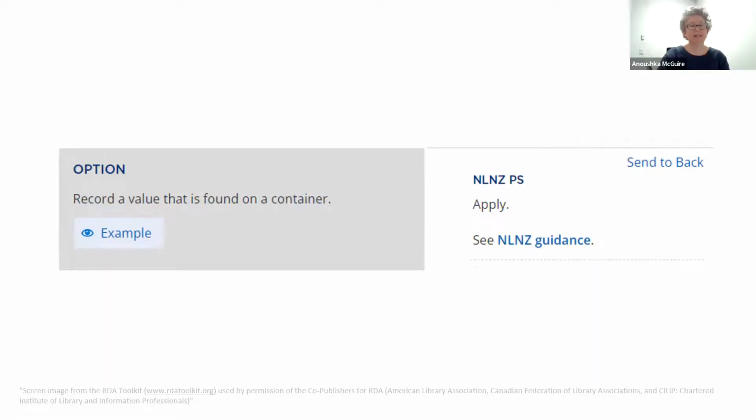If you continue down that manifestation title proper element page, you may see this phrase, this hyperlink, see LIANZA guidance. So the policy statement tells us what to do. It says apply this option, but how do I do it? So the LIANZA guidance gives details of how I do this in my specific context. So for me, that means, how do I put it in a MARC record in my library management system?